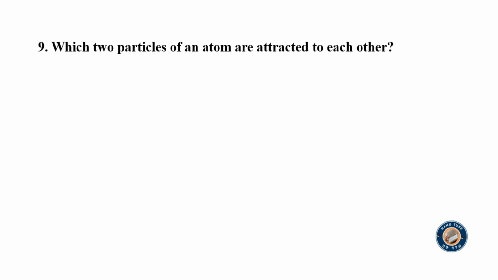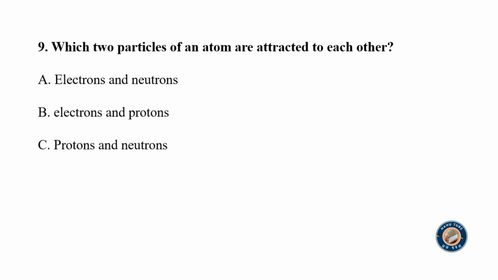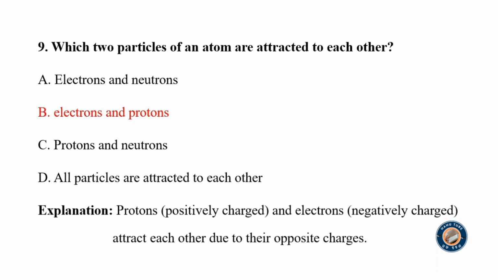Question number 9. Which two particles of an atom are attracted to each other? A. electrons and neutrons, B. electrons and protons, C. protons and neutrons, D. all particles are attracted to each other. The answer is electrons and protons. Protons, which are positively charged, and electrons, which are negatively charged, attract each other due to their opposite charges.